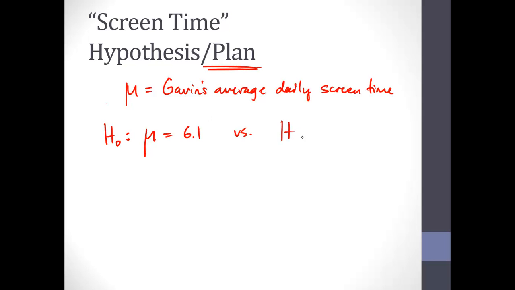Versus our alternative hypothesis, which said that mu was different than 6.1. And we put the not equals in there because in the question it says, is his screen time different from that of other children? So again, we'll make a note here that our hypothesized value, mu 0, is 6.1.